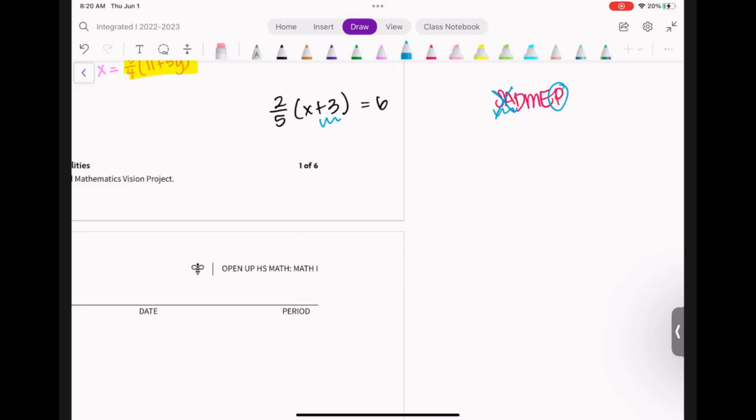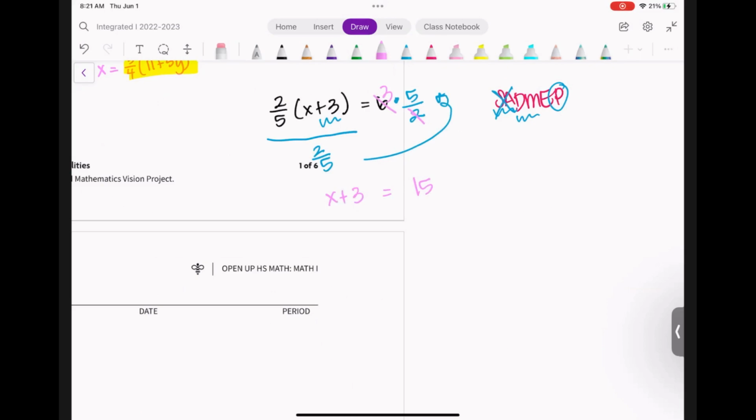So then I say, is there any division or multiplication? And you're like, yeah, it's being multiplied by 2/5. So you think, well, the inverse of multiplication is division, so I'm going to divide by 2/5. But if you remember dividing by 2/5 from 6th grade, you're really just multiplying by the reciprocal. So over here, I'm going to flip this and multiply by 5/2. Then I'm going to simplify. 6 divided by 2 is 3, and then 3 times 5 is 15. So 15 equals x plus 3.